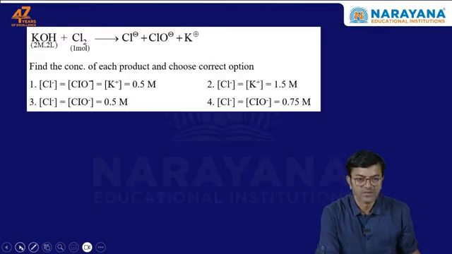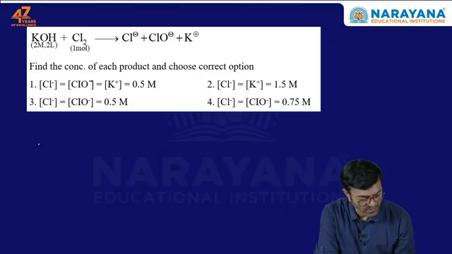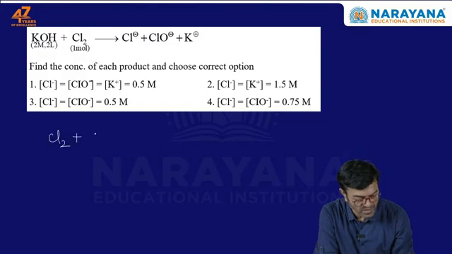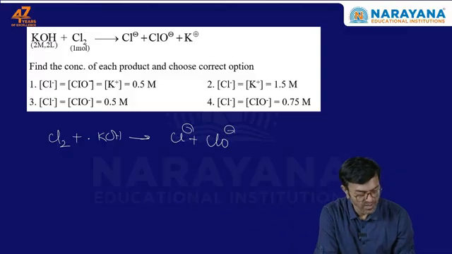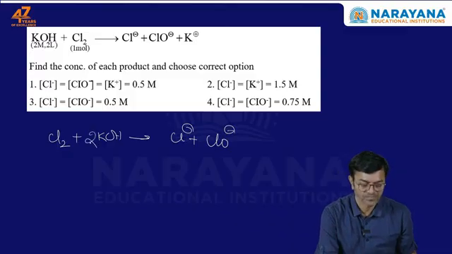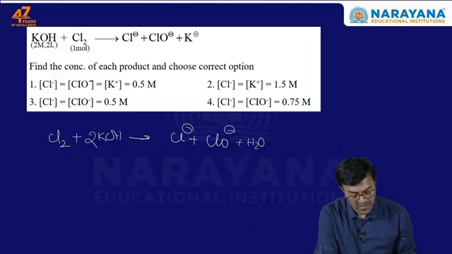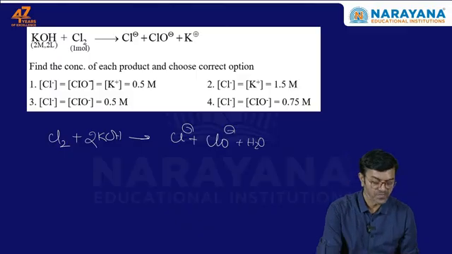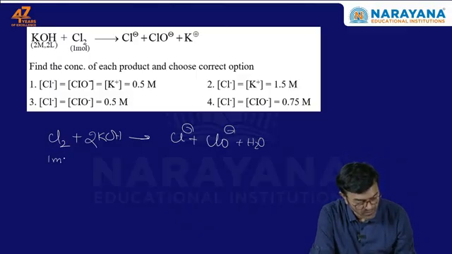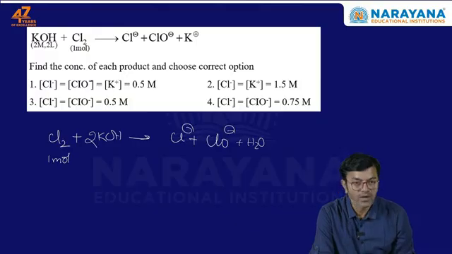Next one, it is related to stoichiometry. Chlorine is treated with KOH, so that we will be getting Cl minus, ClO minus. When we balance this, we need 2 moles of KOH, and we will be also getting H2O. Find the concentration of product and choose correct option is same. We have 1 mole of chlorine and 2 molar and 2 liters. So total it becomes 4 moles.